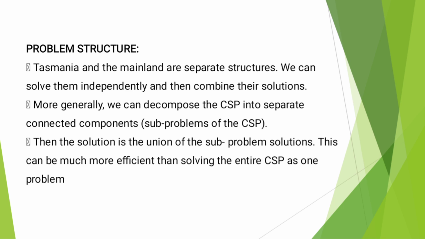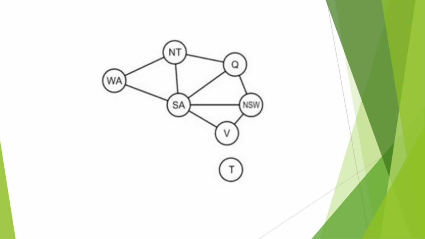The problem structure: Tasmania and the mainland are separate structures. We can solve them independently and then combine their solutions. More generally, we can decompose the CSP into separate connected components, that is, subproblems. The subproblems are combined together, and the solution is the union of subproblem solutions. This is the picture.